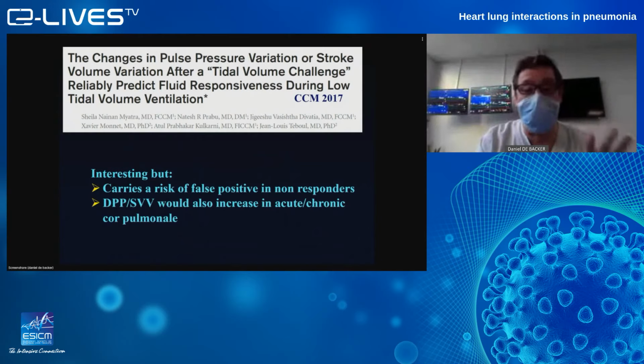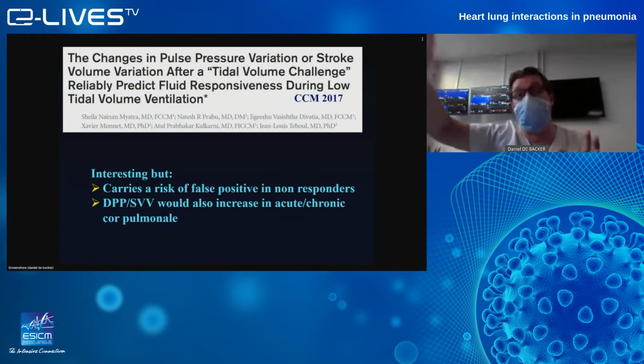But the most important aspect for today is that the changes in pulse pressure variation or stroke volume variation would also be more prominent in acute or even chronic cor pulmonale. Especially if we increase the tidal volume, we increase the vascular resistance in the pulmonary artery, and hence we also increase in these conditions the pulse pressure and stroke volume variations. So we perhaps need, before doing this test, some echo assessment of the right ventricle just to ensure that our patients do not have acute cor pulmonale. Otherwise, these tests cannot really differentiate between stroke volume responders to fluids and, on the other hand, acute cor pulmonale.